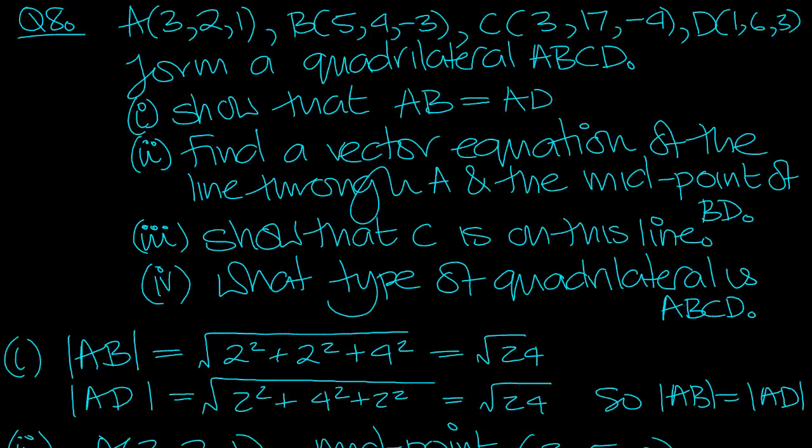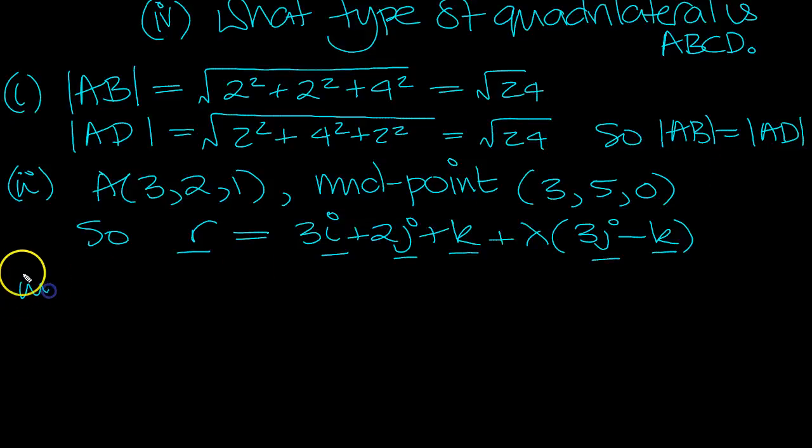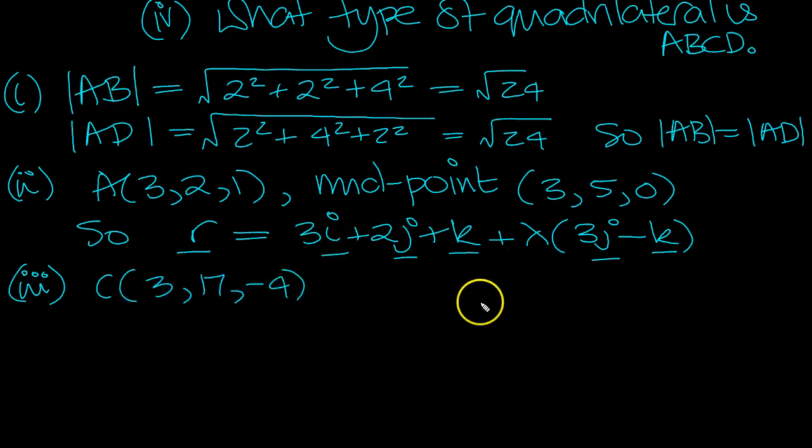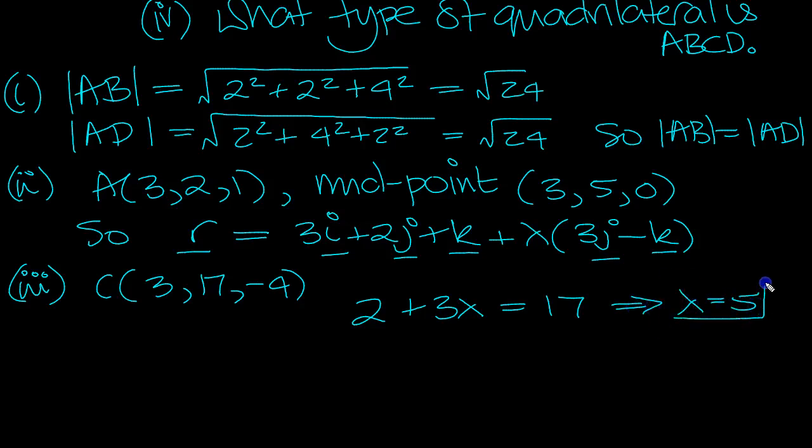Show that C is on this line, so C is 3, 17, minus 4. So part 3, C has coordinates 3, 17 and minus 4. So let's have a look at this then. Lambda, 3i, yeah, that would give that. 2j plus 3, so 2 of these plus 3 lambda equals 17. So we can see lambda must be 5, mustn't it? 15 plus 2 is 17. So lambda is 5. That's easy to see.